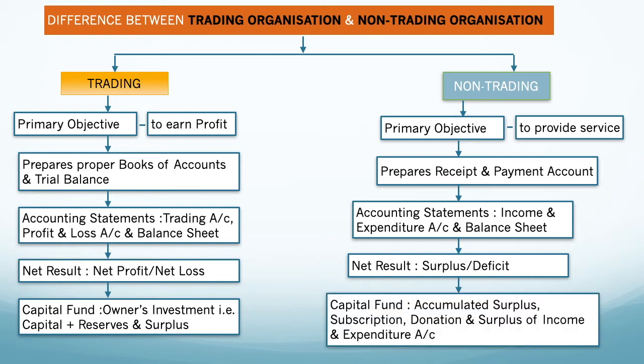But in a non-trading concern, the capital fund is created out of accumulated surplus over the years, because here there are no owners, so nobody is going to invest from their own pocket. Whatever surplus they earn over the years will be accumulated and become part of the capital, as well as whatever subscription or donation they receive, partial or full amount, they will capitalize. That means they will add it to the capital fund. How they will do it, I'll explain later on. And the surplus of the income and expenditure account of each and every current year is also added to the capital fund. So this is how the capital fund is created for the non-trading organization.